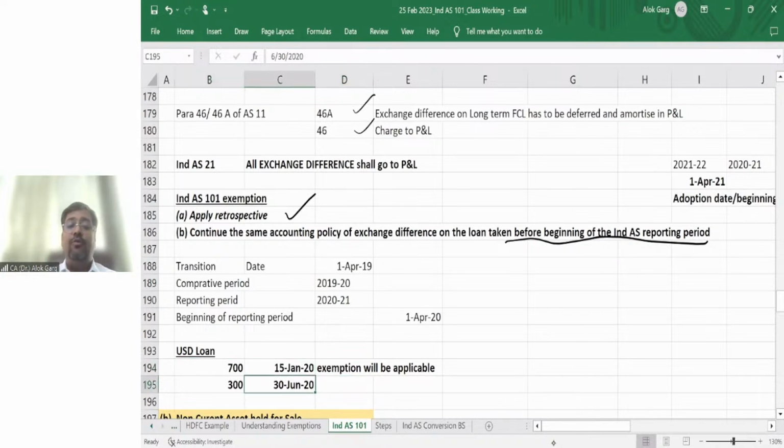But a $300 loan the company has taken on 30th June 20, which is after the beginning of the reporting period. On this, the exemption will not be applicable. Ind AS 21 provisions will be applicable.